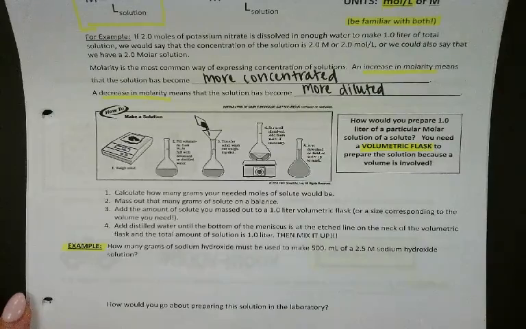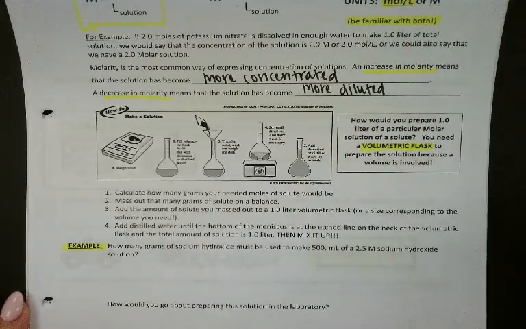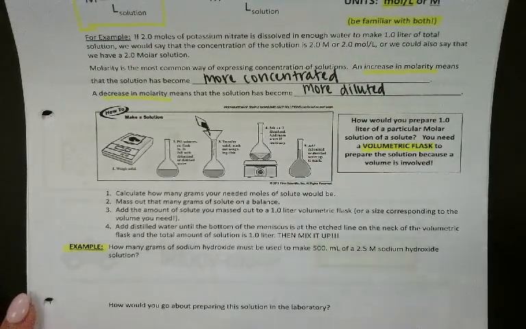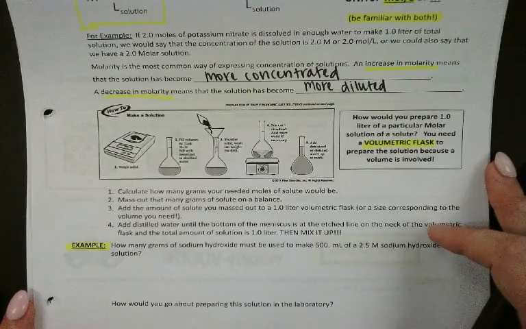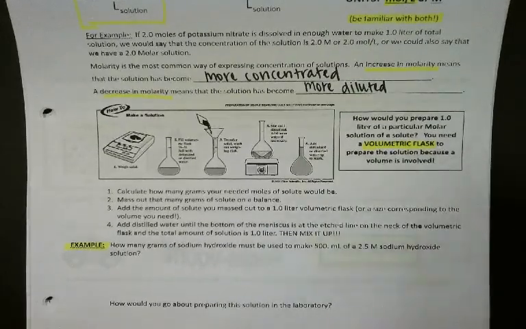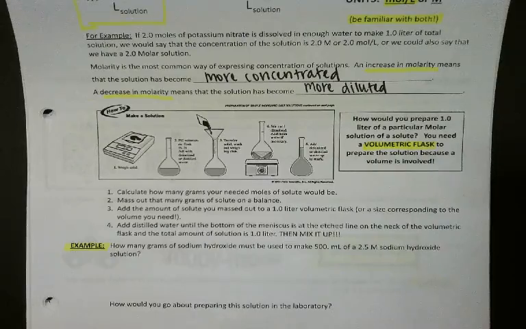So this right here is talking about how you would prepare 1 liter of a particular molar solution of a solute. We would use a volumetric flask. Why would we use a volumetric flask and not an Erlenmeyer flask? Anybody? Precise. Volumetric flasks are considered precise. Remember? Same with graduated cylinders, same with burettes. So we would use a volumetric flask to prepare this.